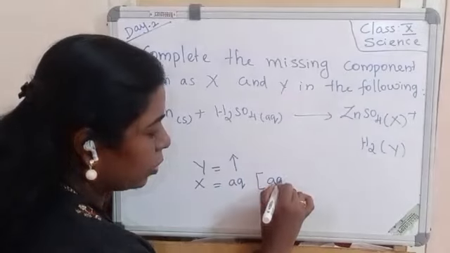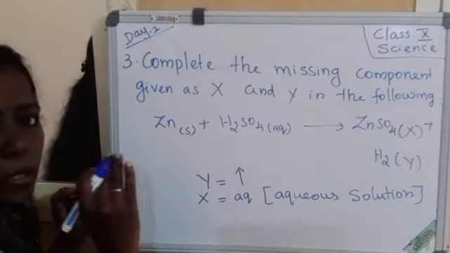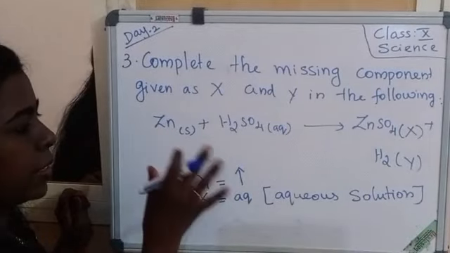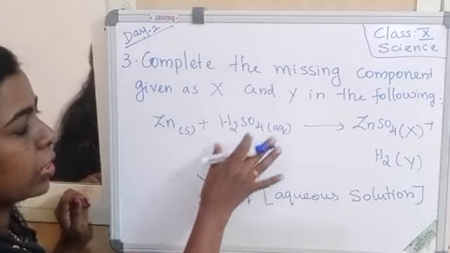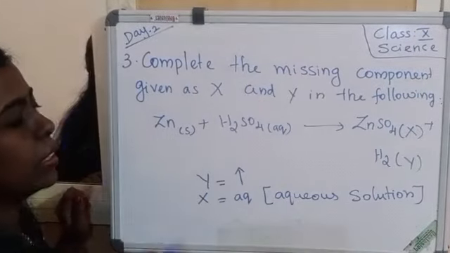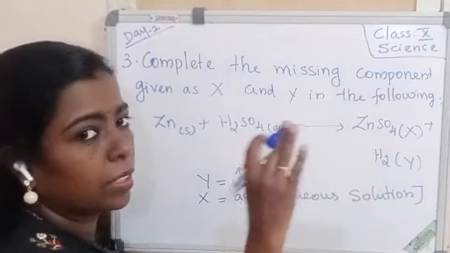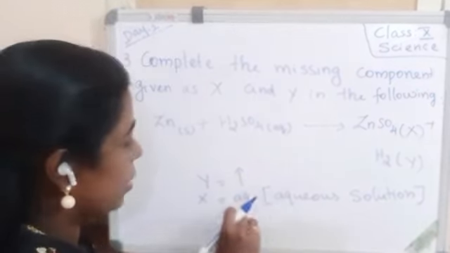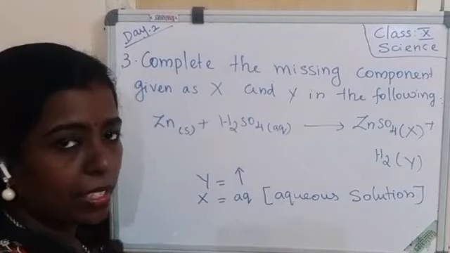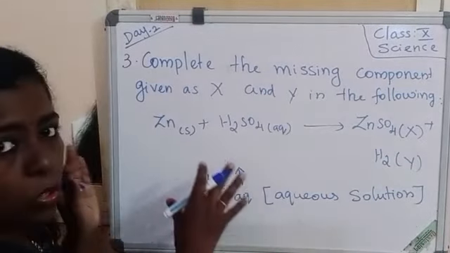AQ means aqueous solution. Zinc in solid state reacts with dilute sulfuric acid in aqueous state to form zinc sulfate solution in aqueous state, and hydrogen gas is evolved. This is the answer to this question.